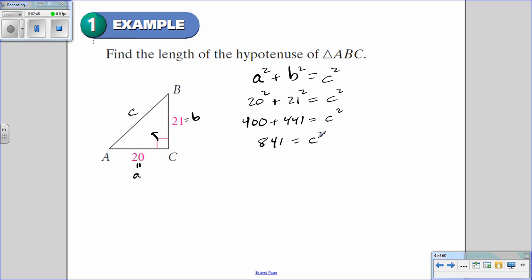And now I have to undo this square. And to do that, you square root. That'll cancel that. So the length of the hypotenuse is the square root of 841, which calculates out as a perfect 29.